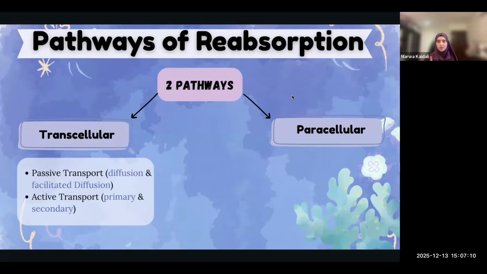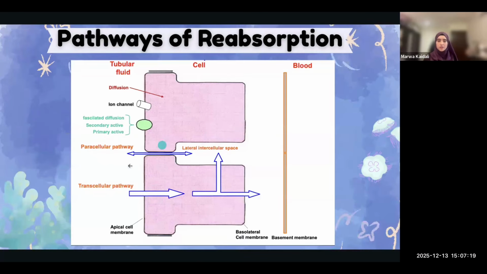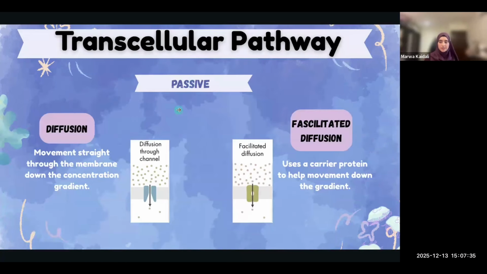I have a picture for you guys, just 1 second. The transcellular pathway is further divided into passive transport and active transport. If you see over this picture, over here we have the paracellular pathway, which is when an ion is going between two cells, and then the transcellular pathway when it's going across a cell. All of these channels are examples of the transcellular pathway. So again, in transcellular we have passive and active.